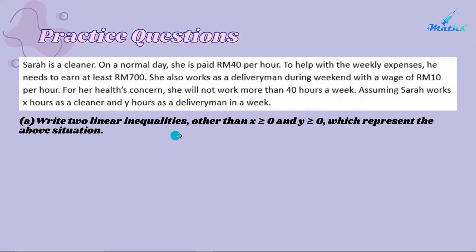So for the first linear inequalities, Sarah is a cleaner, and on a normal day, she is paid 40 ringgit per hour. So it is 40x. And next, she needs to earn at least 700 ringgit. So at least, the symbol should be more than or equal to 700.